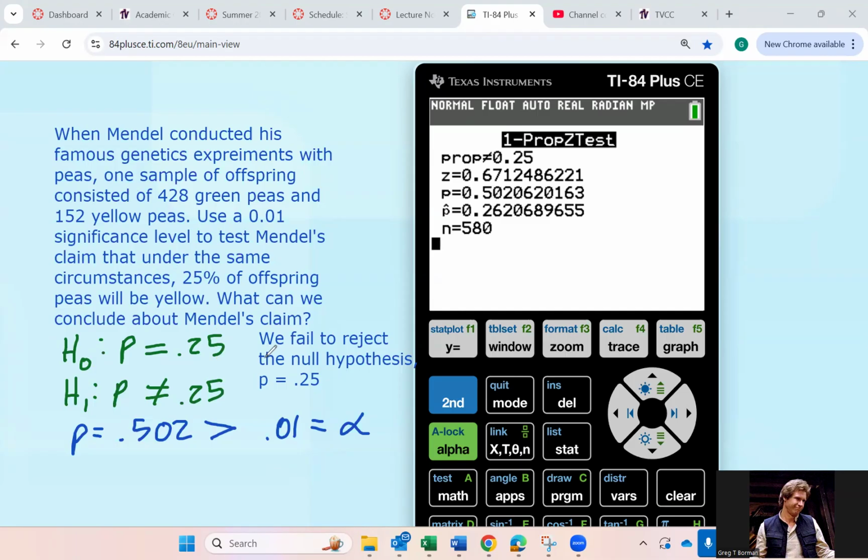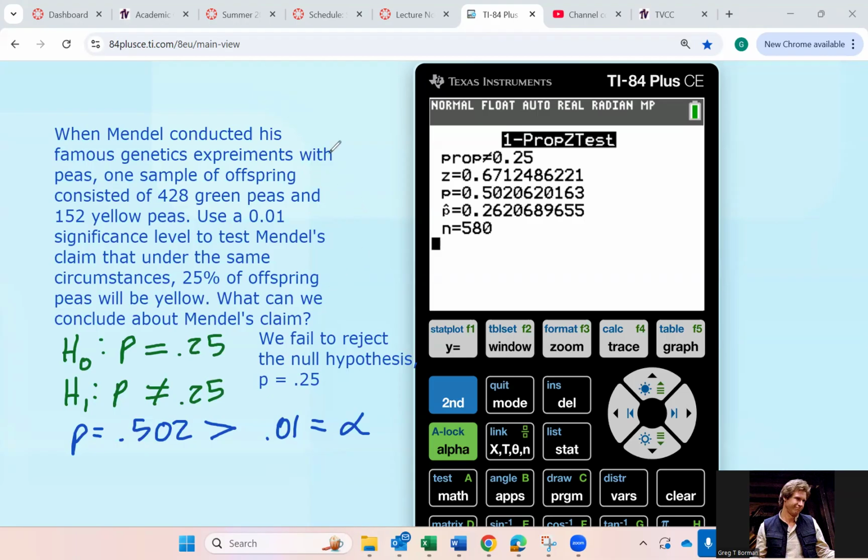So the follow-up question was, what can we conclude about Mendel's claim? Well, there's not sufficient evidence to warrant rejection of the claim that 25% of offspring peas are yellow. So we have said that already. And there is not sufficient evidence to conclude that Mendel's rate of 25% is wrong. Okay, so that basically answers the question. That's what I already said.